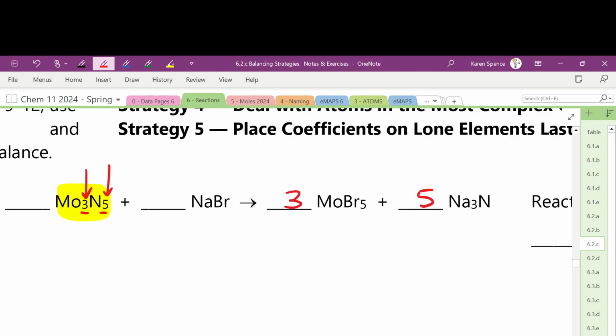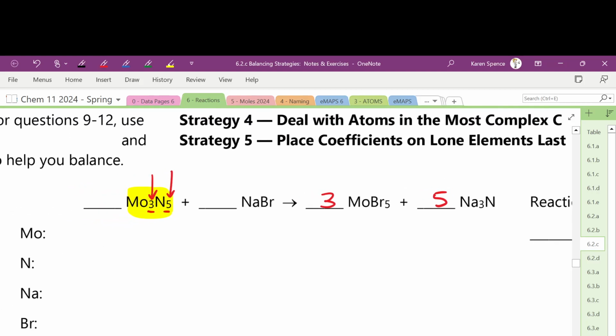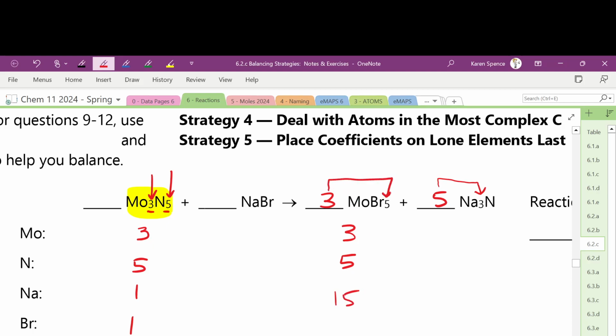Once you get that far, list out your elements if you haven't already done so. So we have 3 Mo's, 5 N's, 1 Na, and 1 Br. Now we have 3 Mo's and 5 N's. And then how many Na's do we have? 5 times 3 is 15. How many Br's do we have? 5 times 3 is 15. So if you do it this way, if you say, here's my most complicated thing, put those coefficients that make the 3 Mo's and that make the 5 N's, then your last balancing step will just be to say, oh, I need to stick a 15 in front of this that will fix both of those at once.